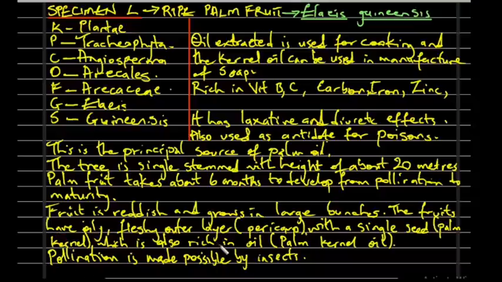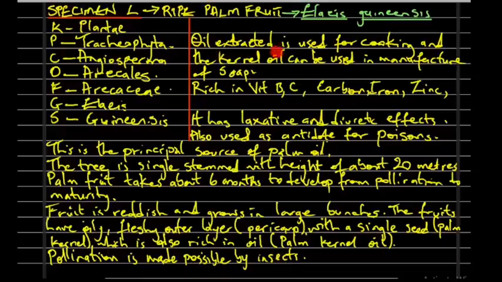This kernel is also rich in oil. We use the kernel to make the oil, which is called palm kernel oil or kernel oil, as the case might be, or as it is identified in some areas. Pollination of this particular palm is made possible by insects.